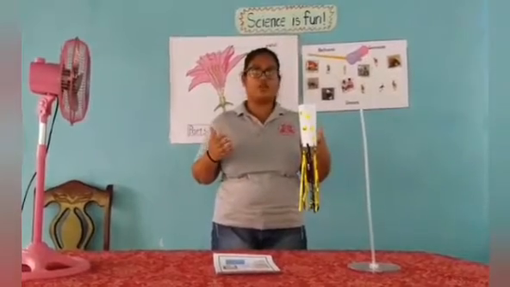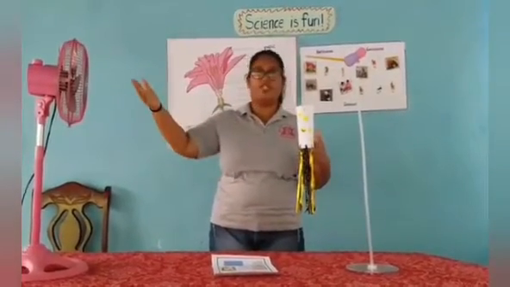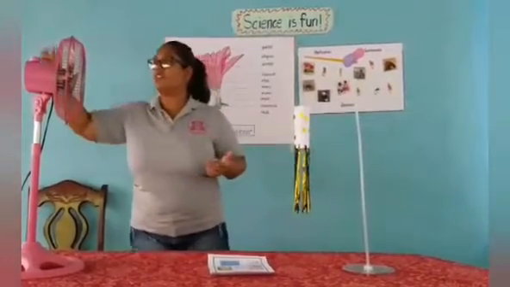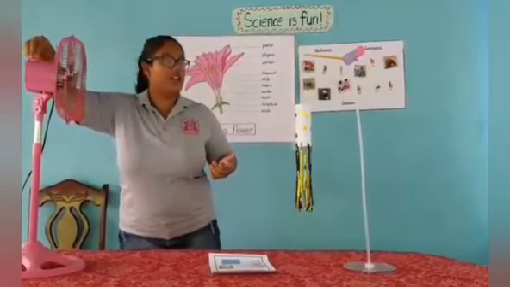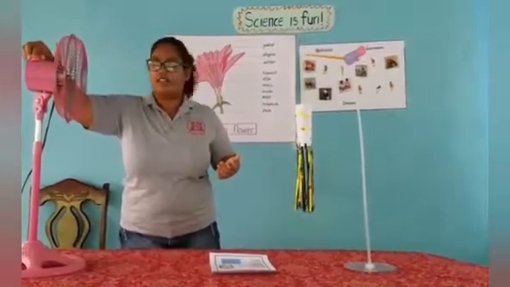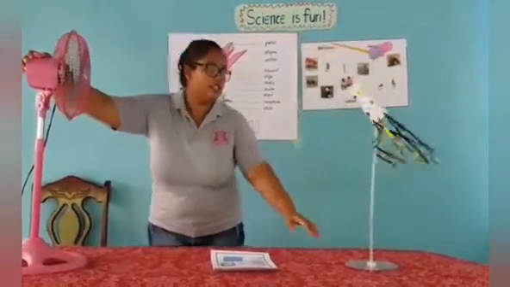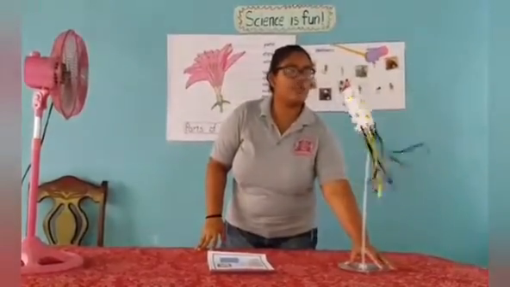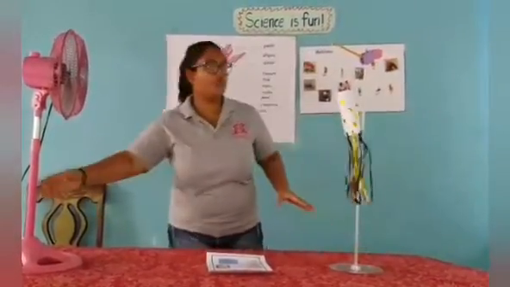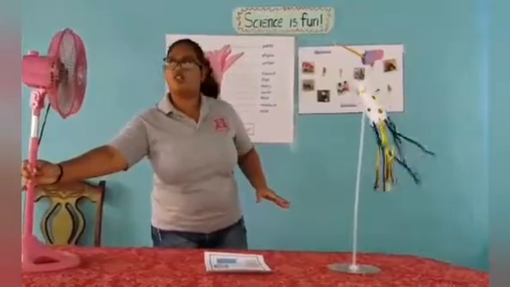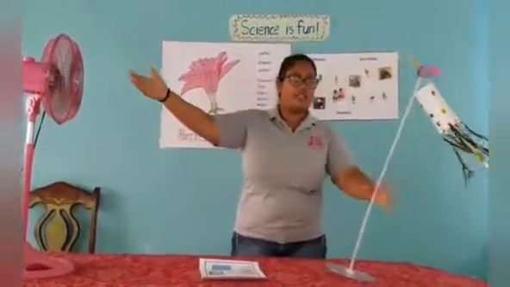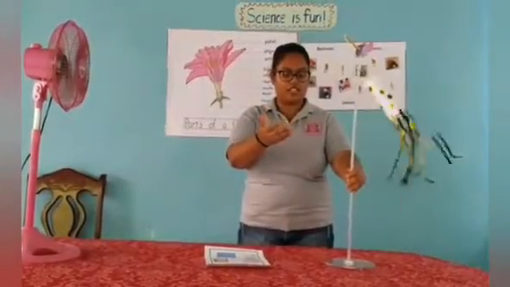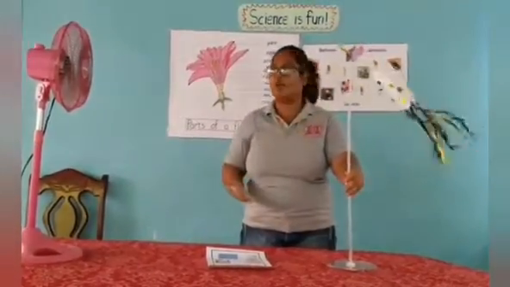So to demonstrate how the windsock works, I will be using the fan to create the wind. I'm going to turn the fan on, and here you can see the windsock is moving in the direction of the wind. The wind is coming from the eastward side, all the way to the westward side. So that's the direction that the windsock is blowing.